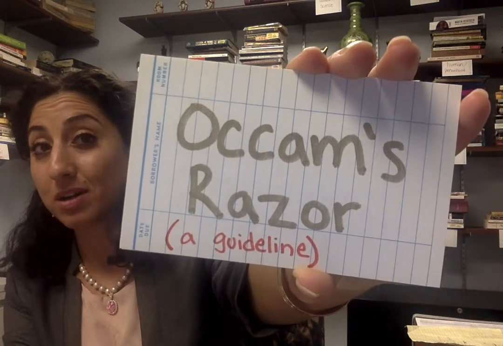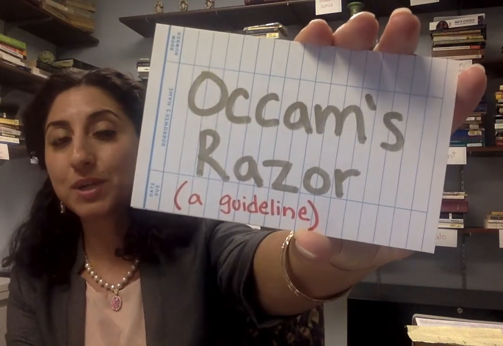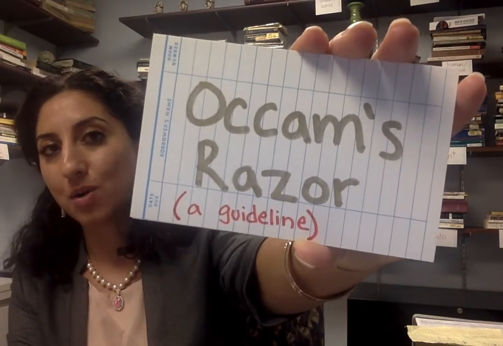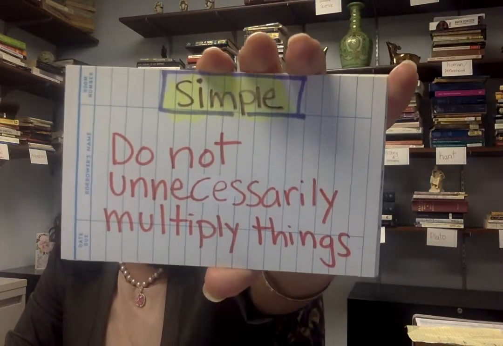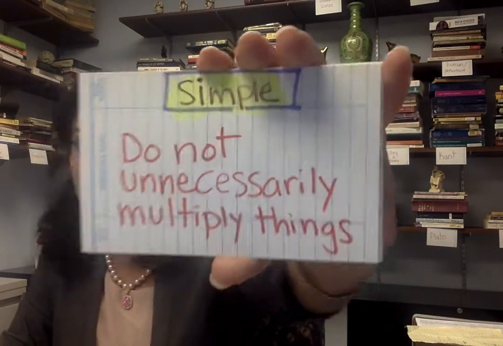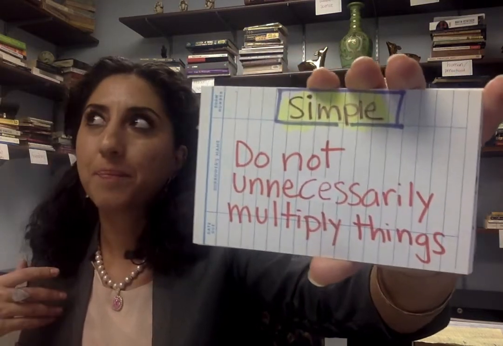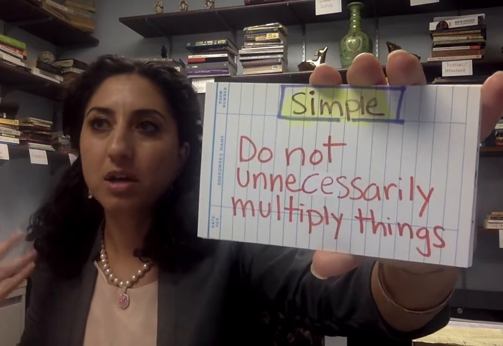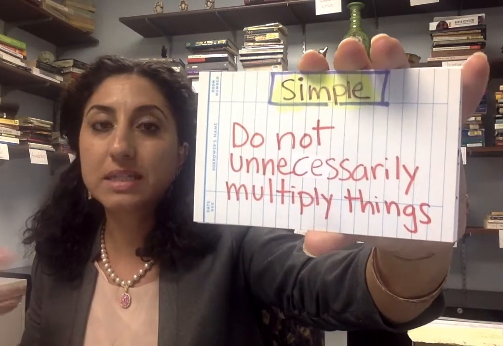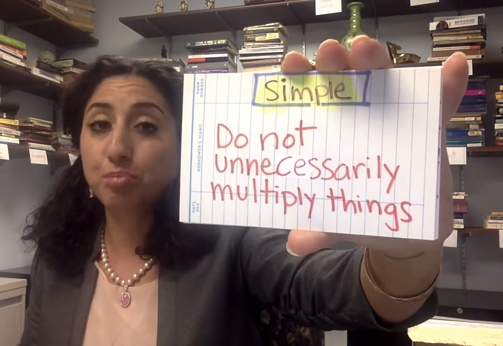Let's talk about Occam's razor. Occam's razor is a guiding principle that's supposed to help you figure out which theory to accept if you have competing theories. It basically says that you should keep things simple. Do not unnecessarily multiply things. And by things, we mean basically anything: your assumptions in some kind of explanation or your steps in some kind of process.